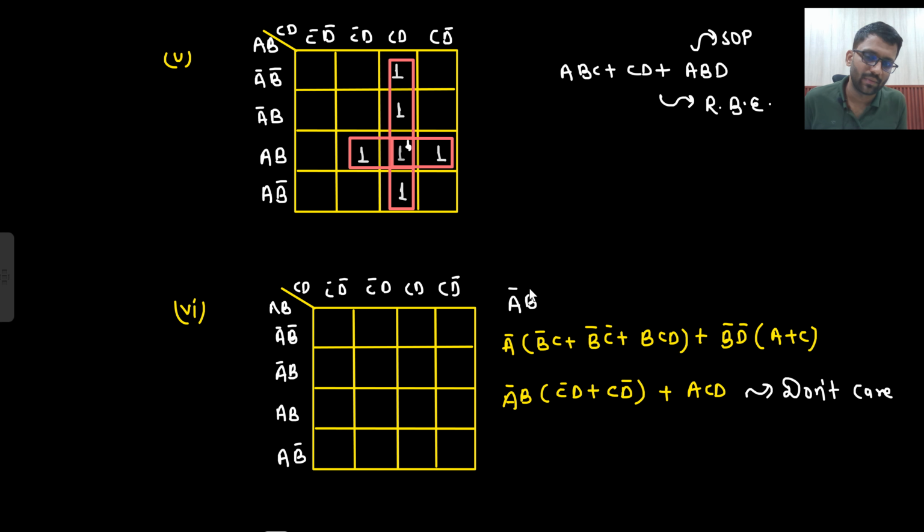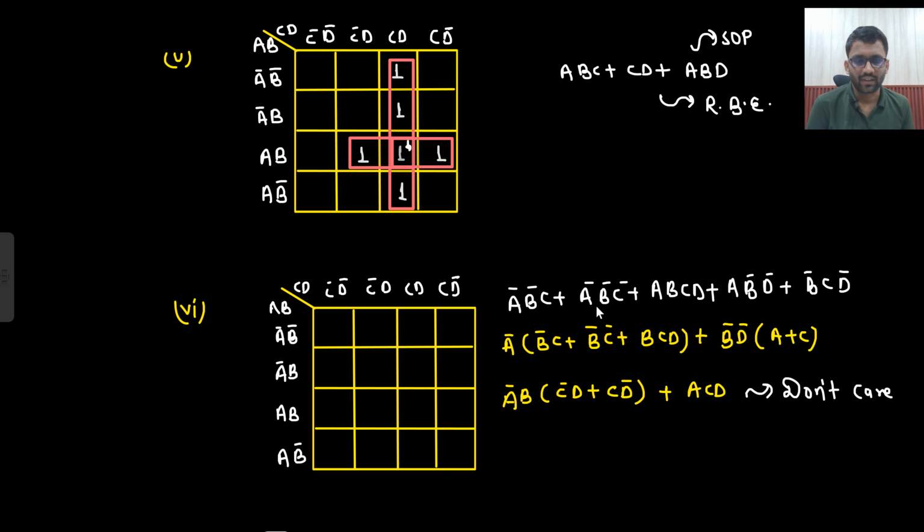So A bar B bar C plus A bar B bar C bar plus ABCD plus A B bar D bar plus B bar C D bar. Let me check it again. A bar B bar C bar, ABCD, A B bar D bar, B bar C D bar. Okay. What about this one? A bar B C bar D, A bar B C D bar plus A C D.